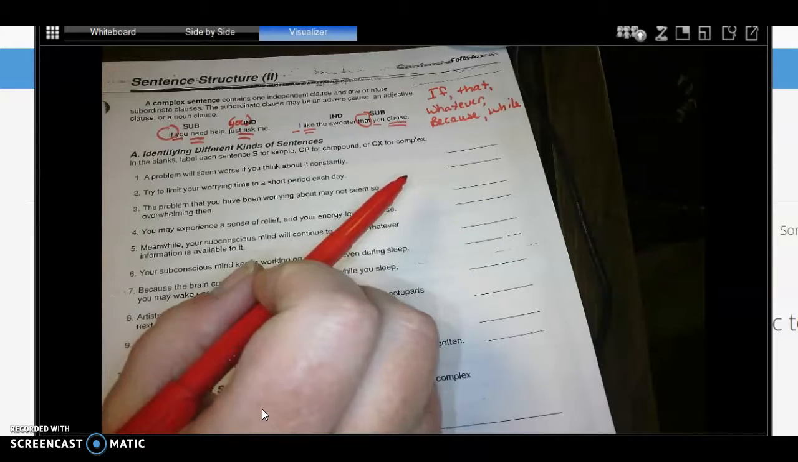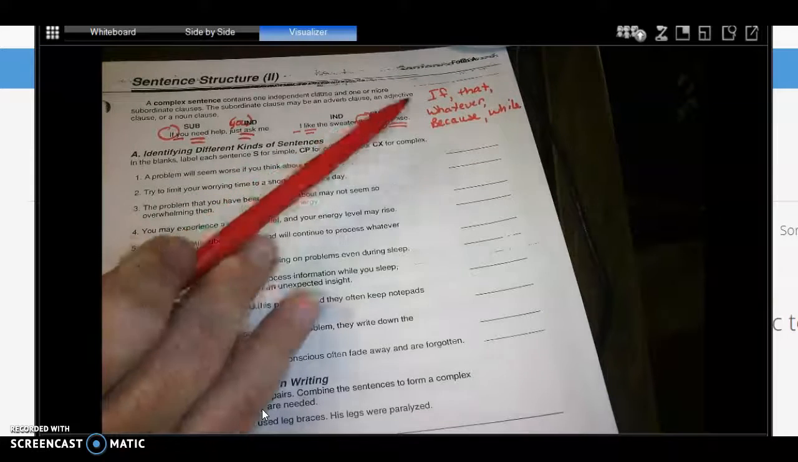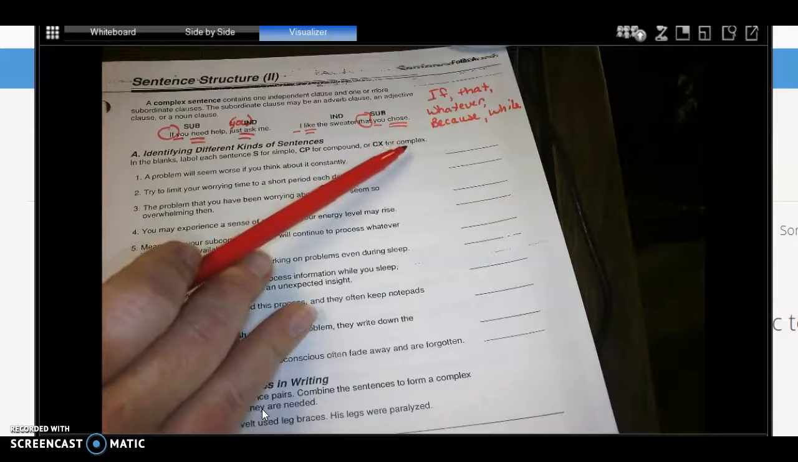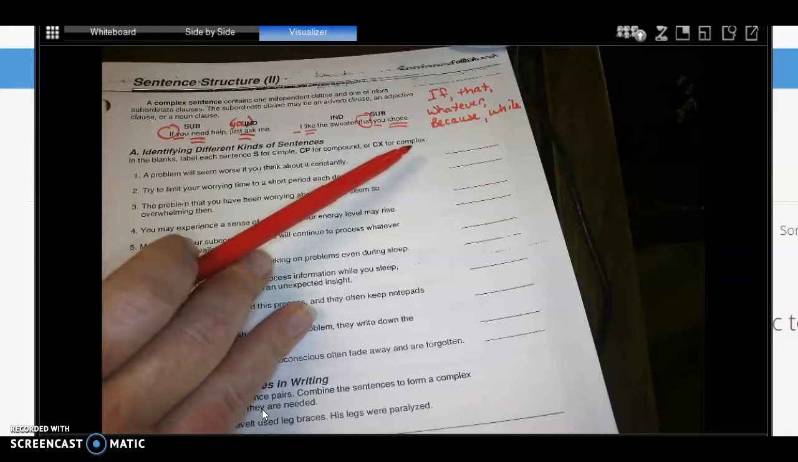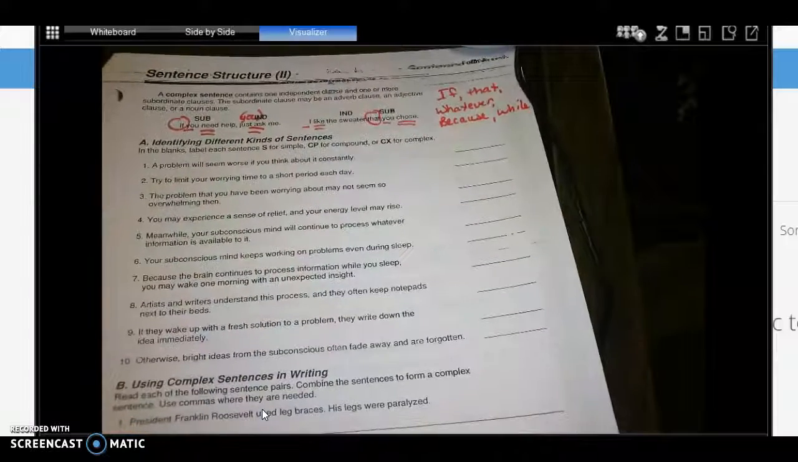Now, we did identify simple and compound sentences in the last paper. Simple, of course, remember, was one independent clause. Compound was two independent clauses. And then the complex that we're working with on this page that's new is one independent plus one dependent. Okay, so let's go ahead and go through here.